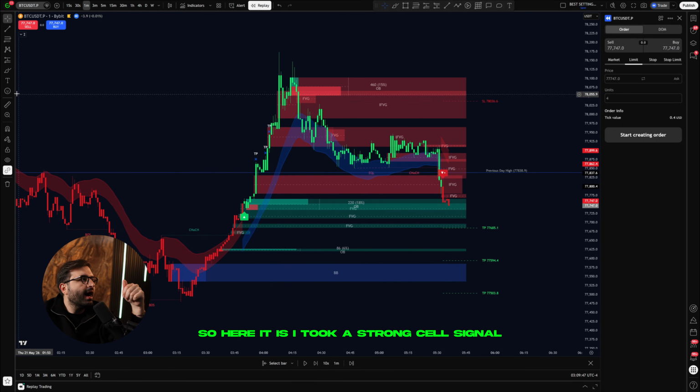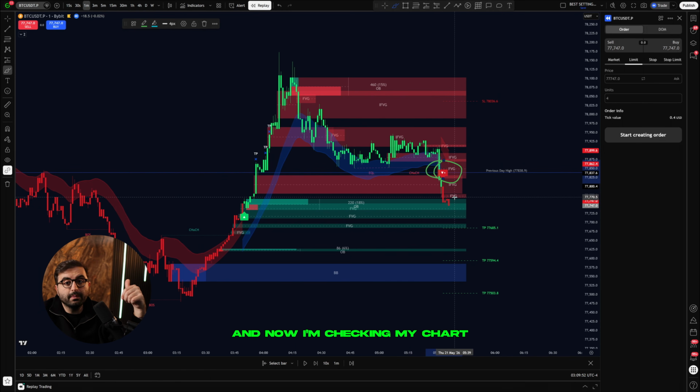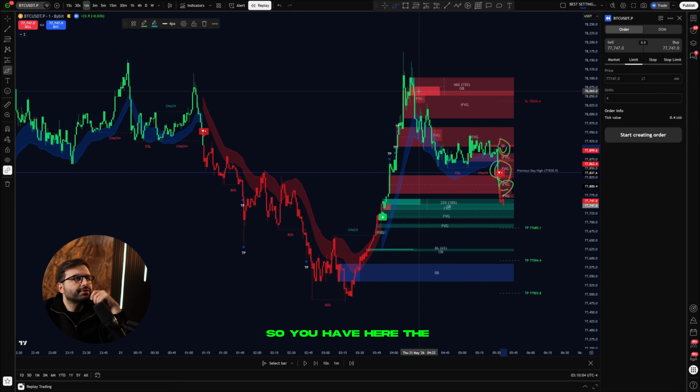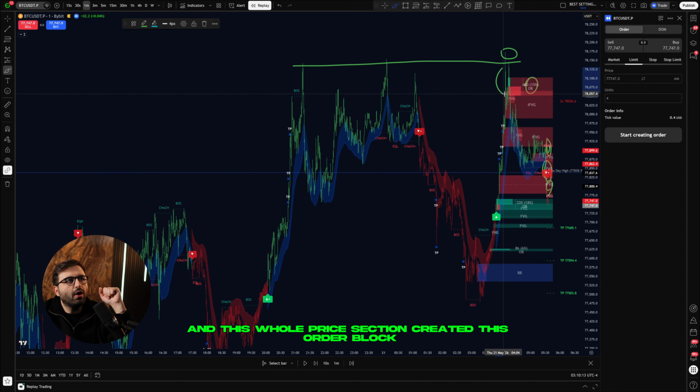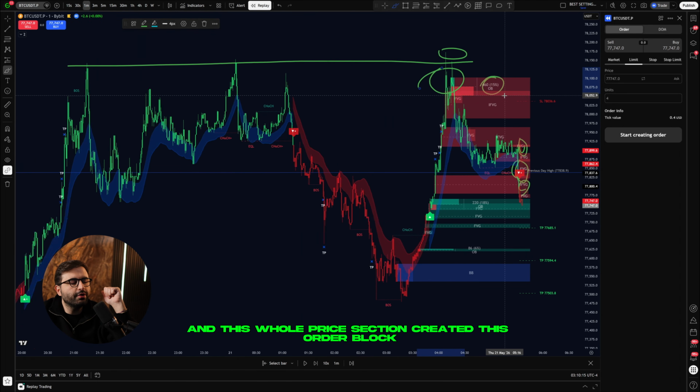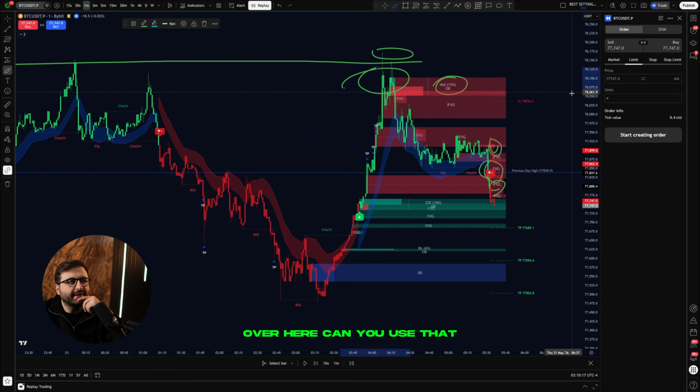So here it is. I took a strong sell signal here, and now I'm checking my chart. I got the IFG, I got the cloud, beautiful. 3 confirmations already. And what is left? The order block. So you have here the order block. And look at this. If you just zoom out, you can see that we took out the recent highs with this candle, and this whole price action created this order block over here. Can you use that? Yes.